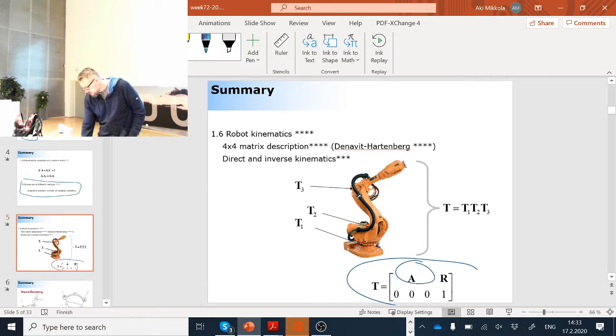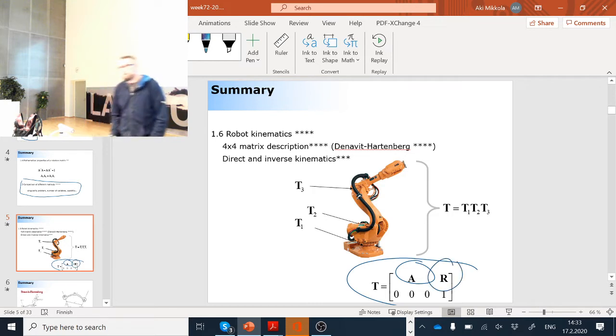The rotation matrix is located here in the upper left corner. Translation is located in the upper right corner. And the last row is just to match the dimension. And then you can build the kinematics in a very straightforward manner by using this approach.